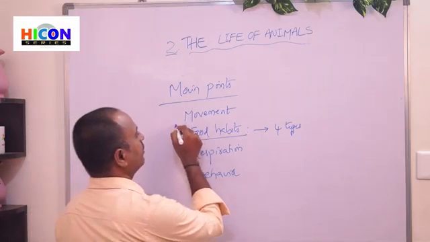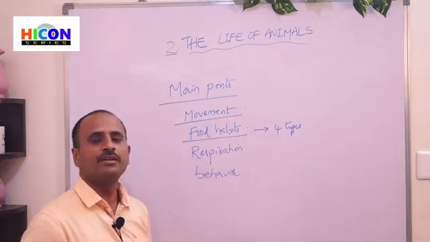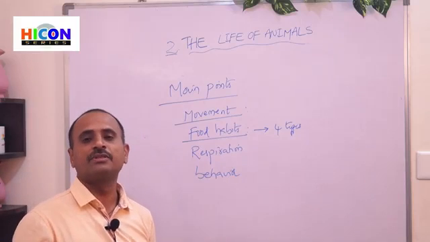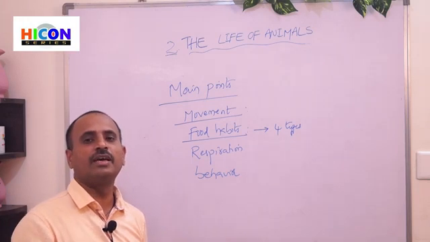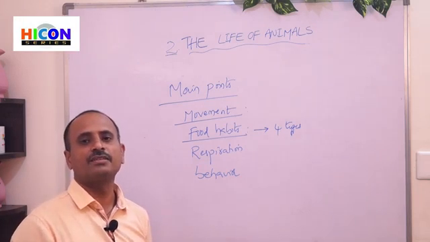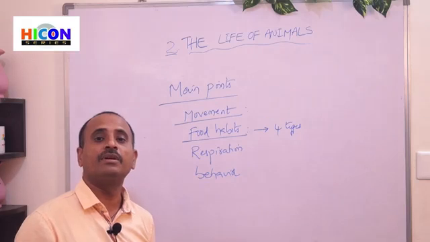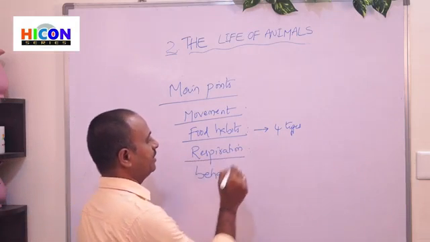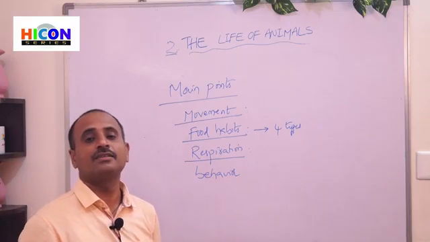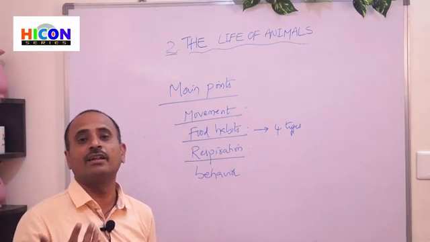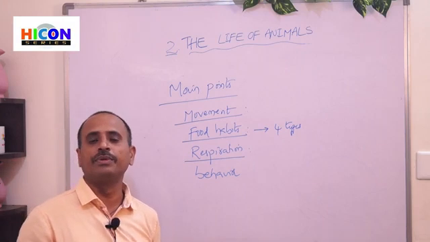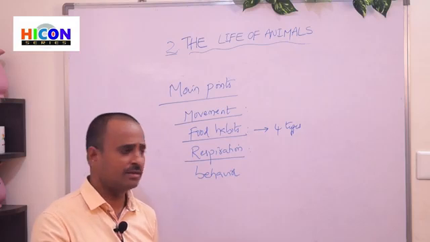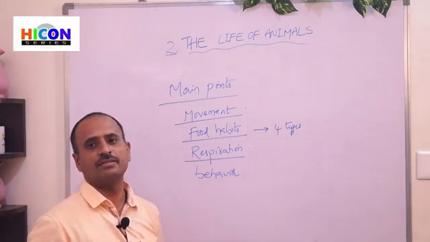And also animals are different in their movement. Some animals move with the help of their legs, limbs, and some animals swim with the help of their fins, and some animals crawl, some animals fly like birds. And the animals are also different in their respiratory organs. Some animals breathe through their lungs and nose. Some animals breathe through their skin. Some animals breathe through spiracles.